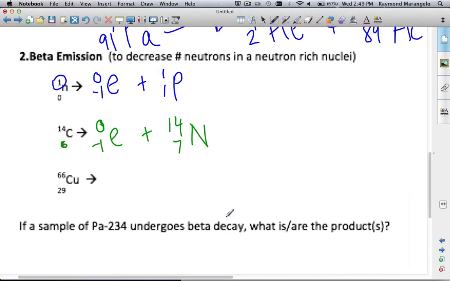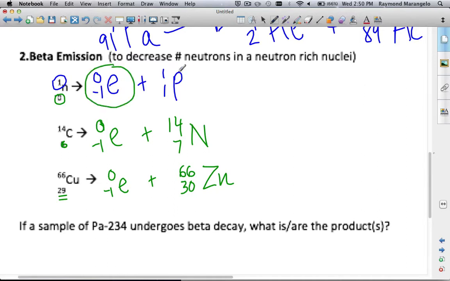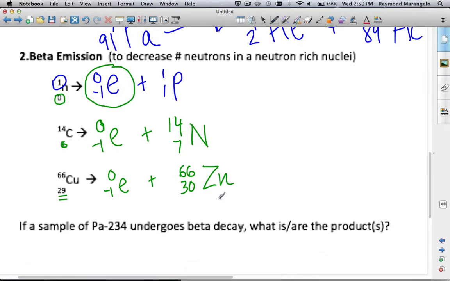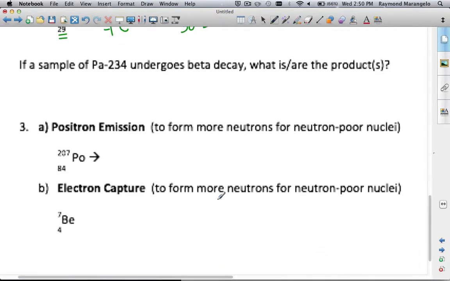Changed elements. Copper going through beta emission. Here is the electron that it emitted. All right, it still weighs 66, but it is not copper anymore. What element is it? It is now zinc, because it had 29 protons, and one of the neutrons turned into a proton. Why? Because the neutron was neutral and it gave away a negative, and when it gave away a negative, the neutron became a proton, it became positively charged. And that's how you do beta emission. There are more questions like that on your homework.